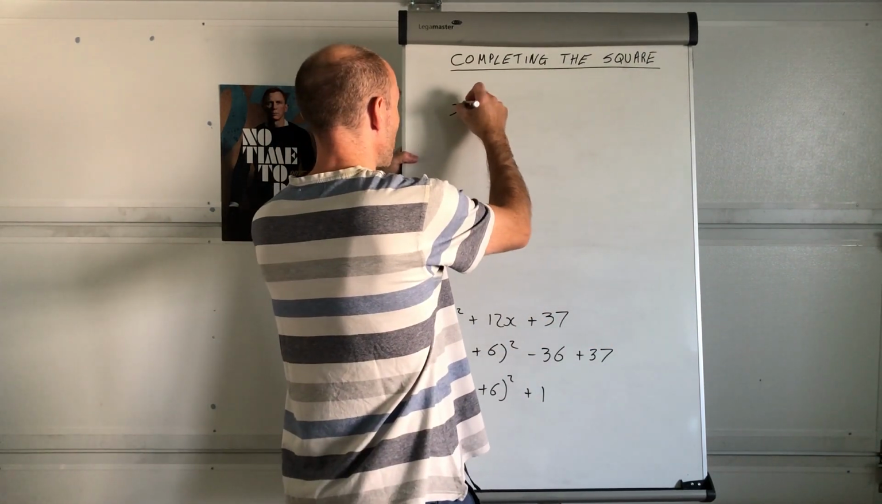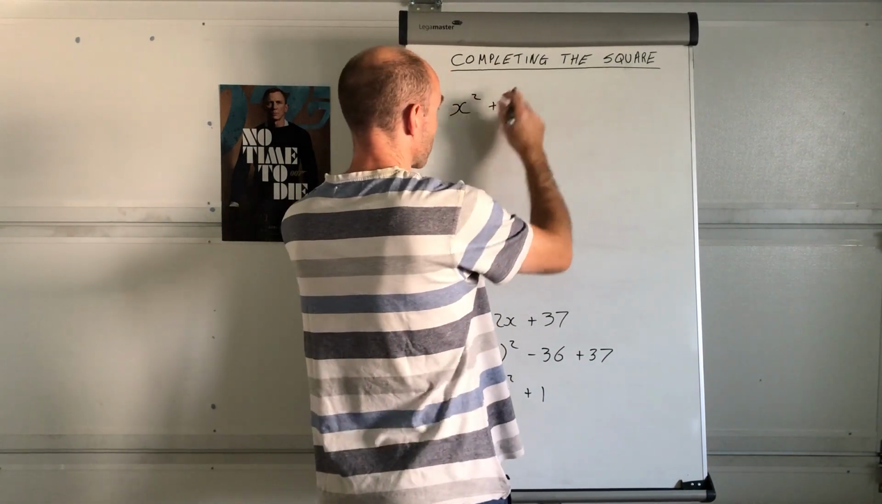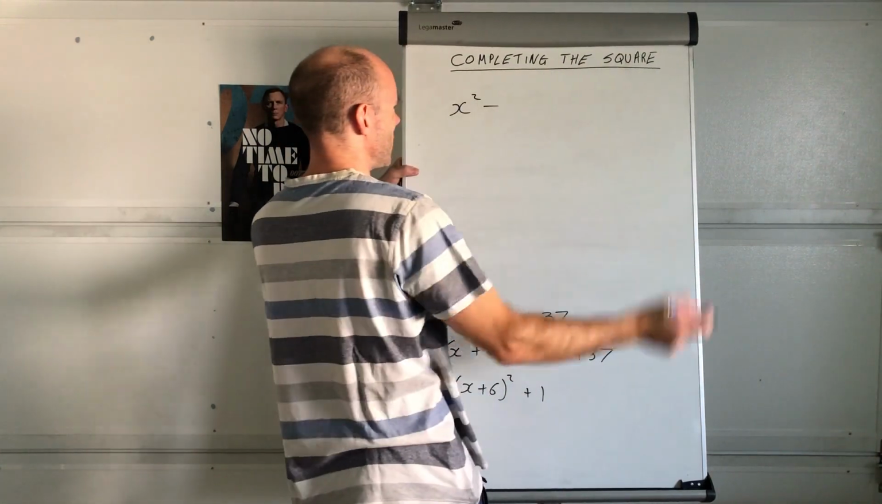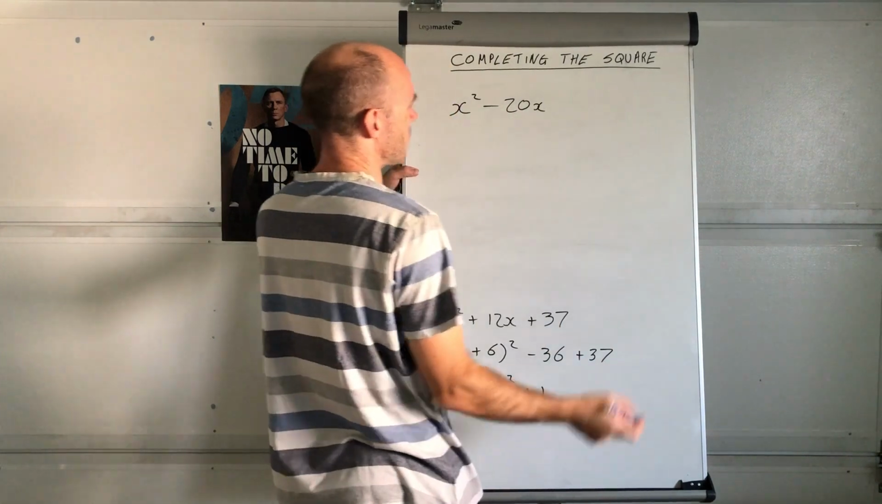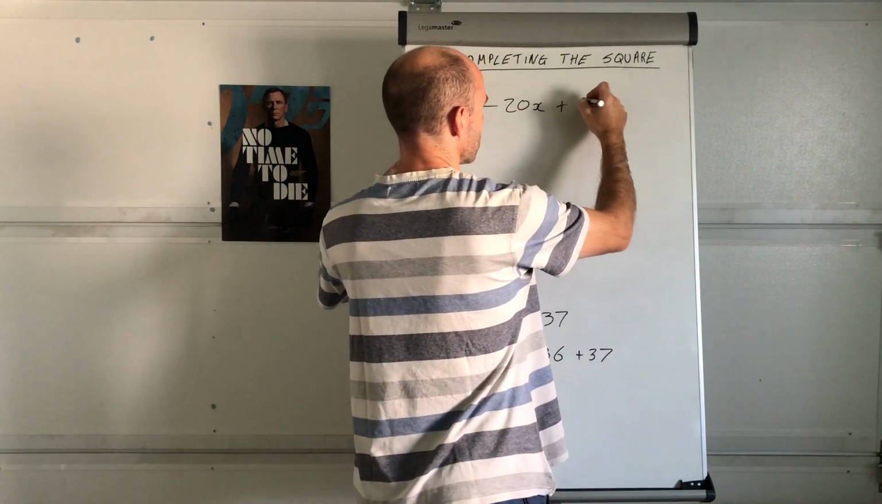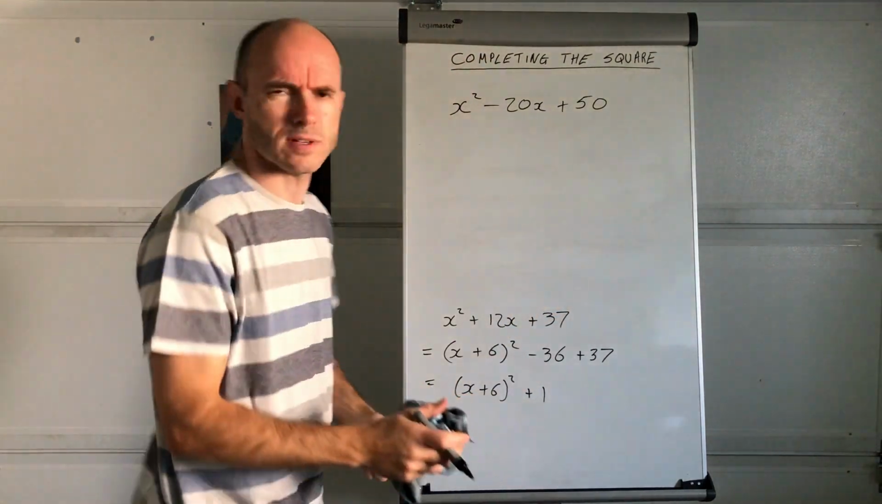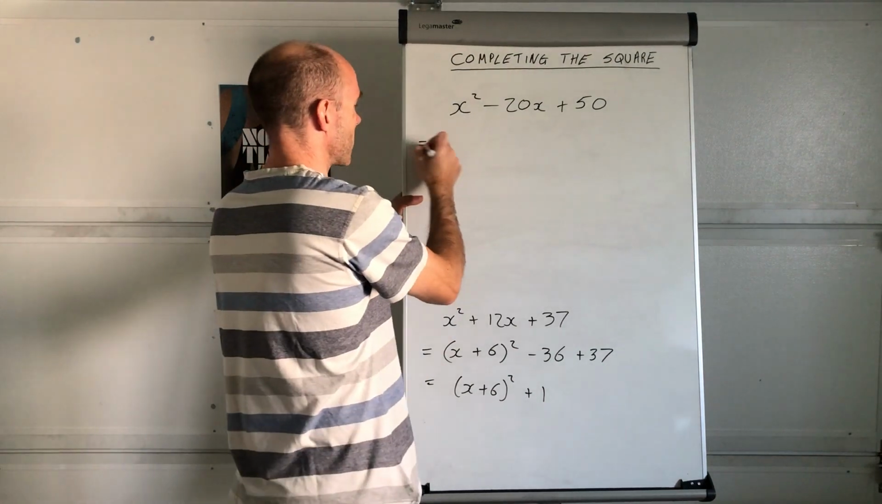Okay? What if we do this? x squared minus 20x plus 50. I'm just going to check it doesn't factorise. I don't think it factorises. No, it doesn't factorise. Okay, have we got that one? Did you pause the video?